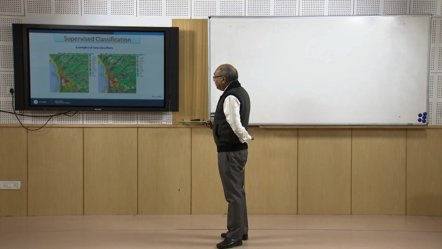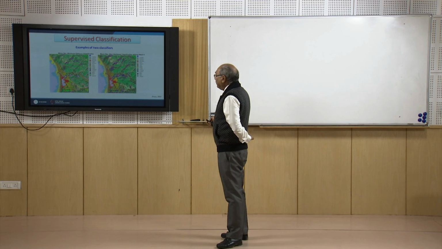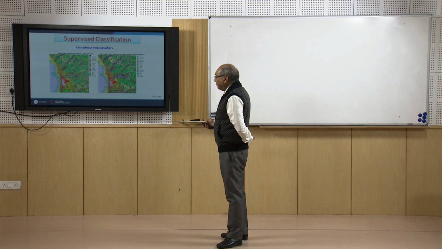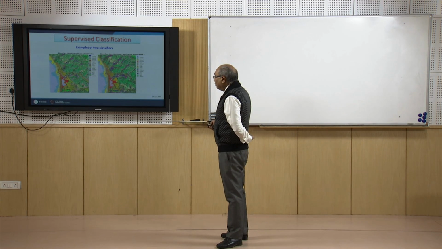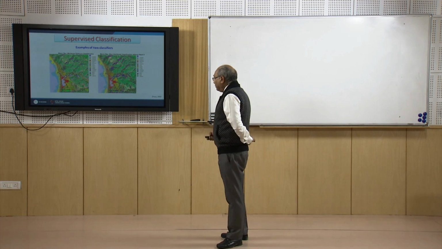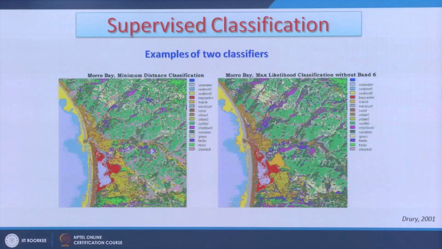At several places one can notice some changes, especially these shadow areas, which are classified much more in maximum likelihood, and less here. And maybe about these areas, this is the marshy land, which is less classified here, but a more uniform classification has been done. Now how to judge which one is better?